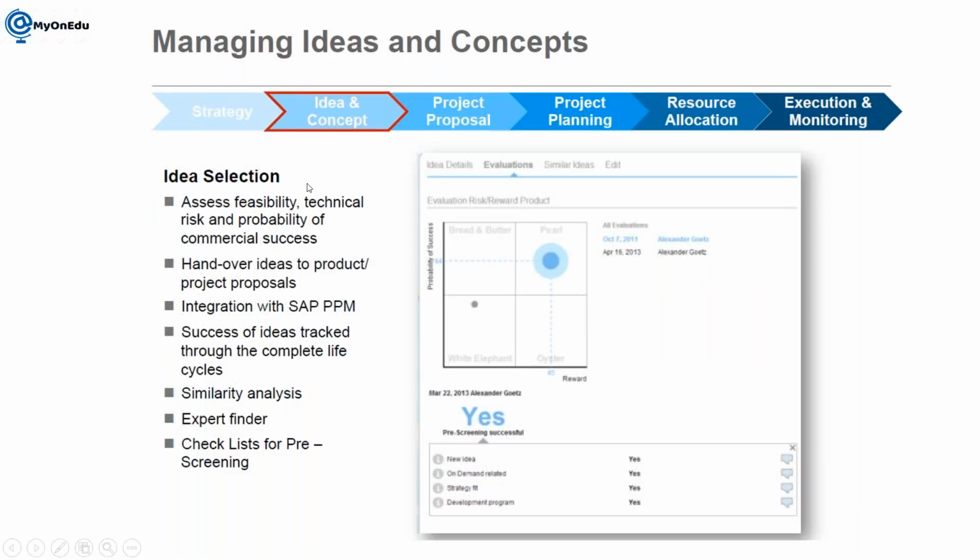So here: idea selection, assess feasibility, technical risk, and probability of commercial success, handover ideas to product and project proposal, integration with SAP PPM, success of ideas tracked through the complete life cycle, similarity analysis, expert finder. So all these things will be managed here.